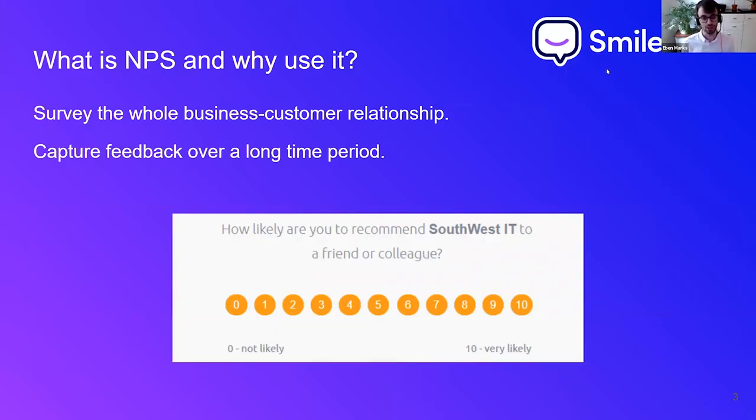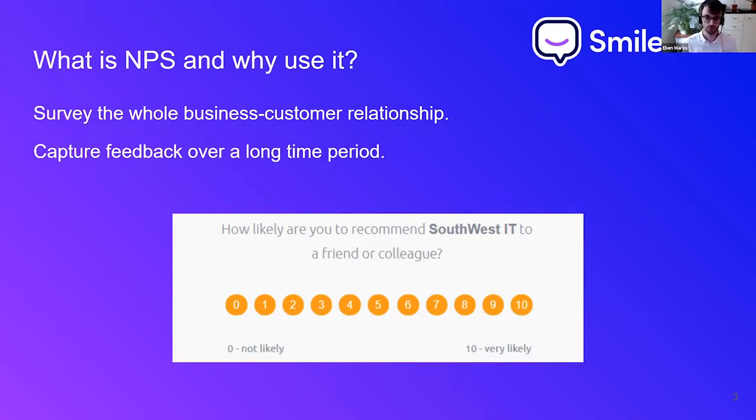And the idea of NPS is that it's asking a pretty broad question, but also quite a challenging one. So it's not just, are we doing okay? Is it fine? It's, how likely are you to actually recommend us? Do you like our business so much you would recommend us to someone else? And you'll see there's a number scale there, 0 to 10.